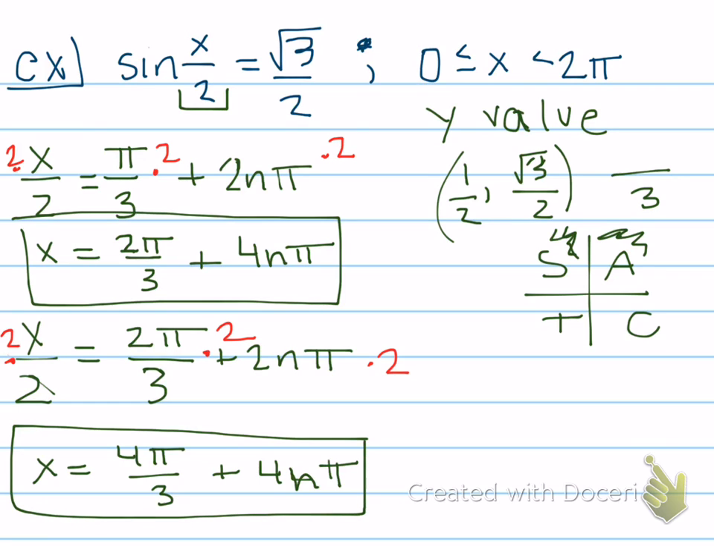Now, we are not done. Now we need to check possible scenarios, because remember, my only answers for x have to be within 0 and 2 pi. So I'm going to take these two problems and switch it to the next screen so that I can do the second part of the problem.